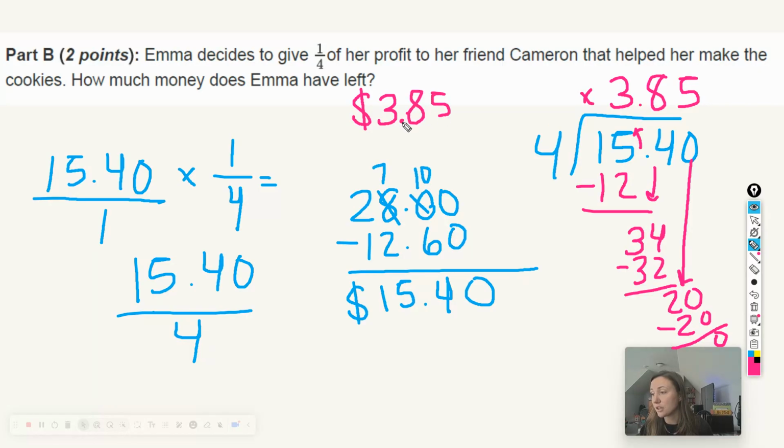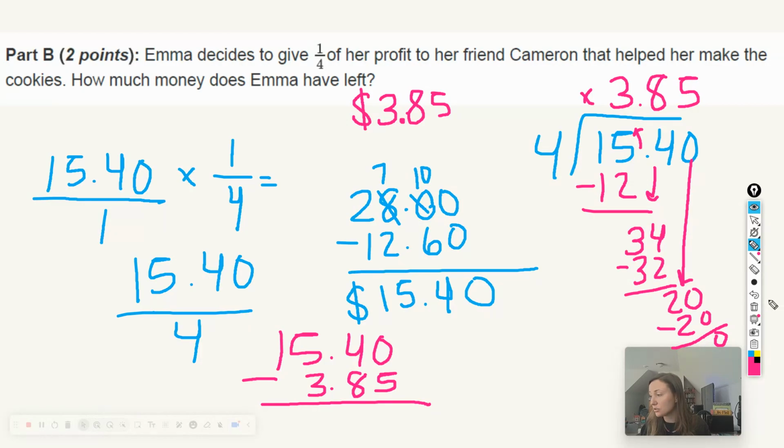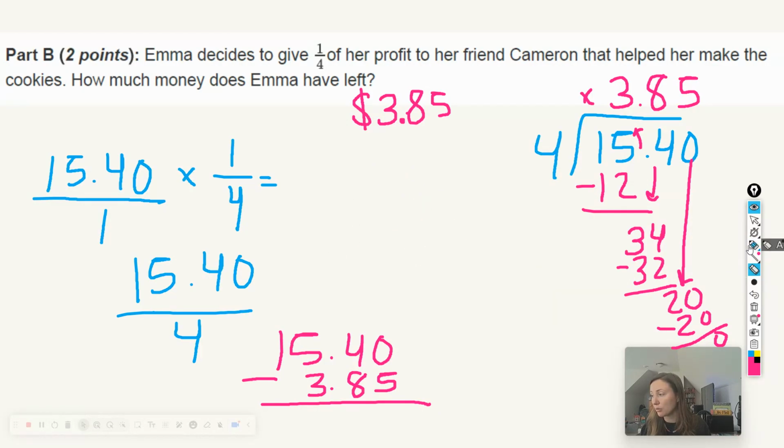Then it says how much is left over. So then finally you'll have to take your $15.40 and subtract $3.85. So I can't do 0 minus 5, so I have to borrow. So I borrow from the 4 and make it a 3, and I'll make this a 10. 10 minus 5 is 5.